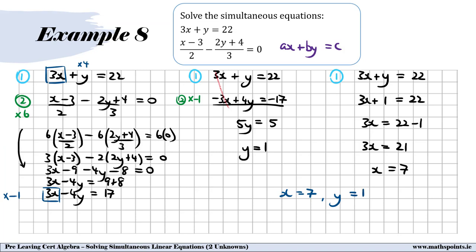So example 8, like example 7, just involved us having to simplify a fraction that was in an equation first of all, and then to manipulate that equation so that it was in the correct format. Ax plus by equals c. And then remember, when both equations are in that format, we can decide what to multiply one or both of the lines by to calculate one of the variables.